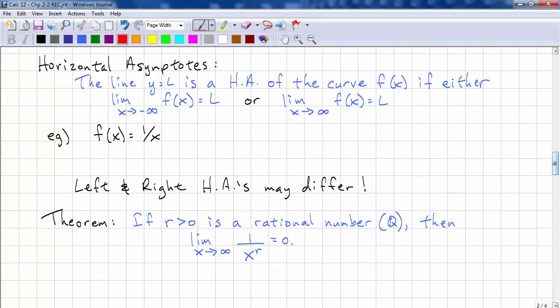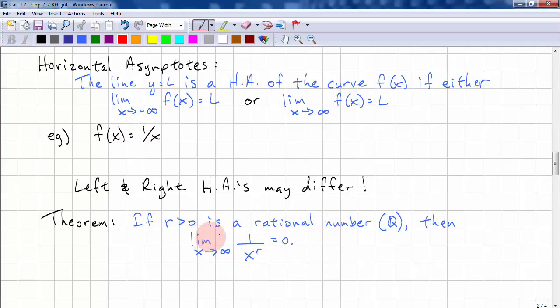Horizontal asymptotes. So we've done horizontal asymptotes in pre-calc 12, and this formalizes it. The line y equals L is a horizontal asymptote of the curve of f of x if we have either limits at negative infinity or positive infinity, f of x is equal to L. We're going to look at this example, but we need to look at these theorems first.